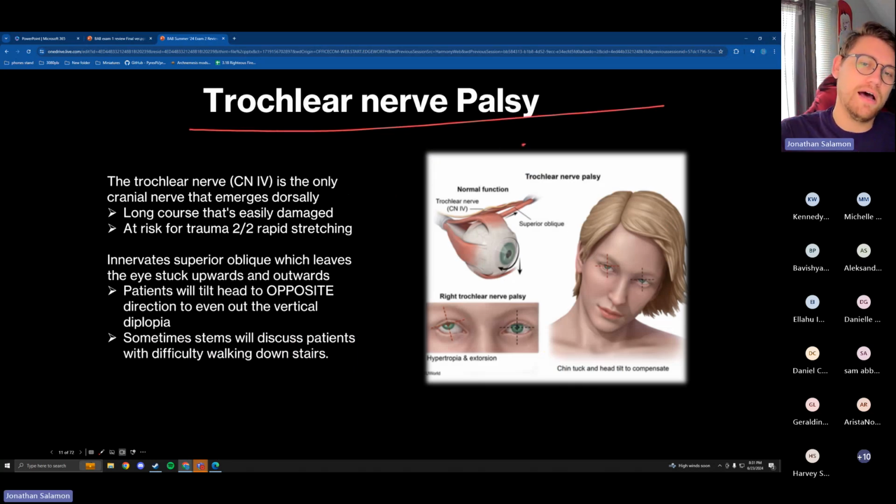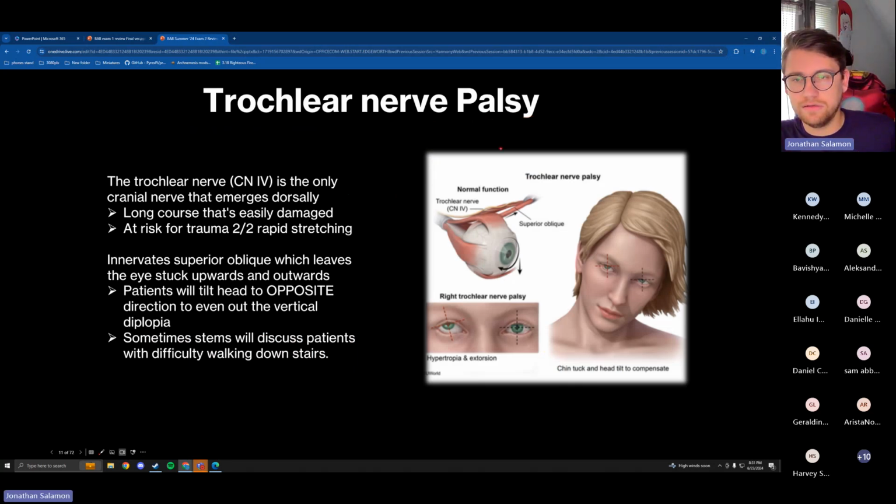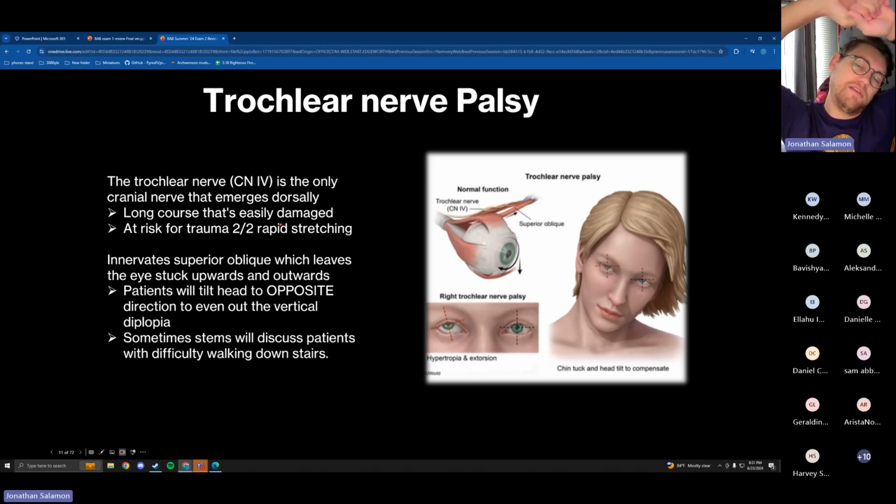Trochlear nerve palsy. This is the fourth cranial nerve, which is responsible for the superior oblique. This isn't the longest of the cranial nerves, but it has the most susceptible-to-damage pathway. So it can be caused by stretching, like whiplash or something. This is the one where they will have to tilt their heads away from the lesion so that their other eye can match their messed up eye and gaze, right?